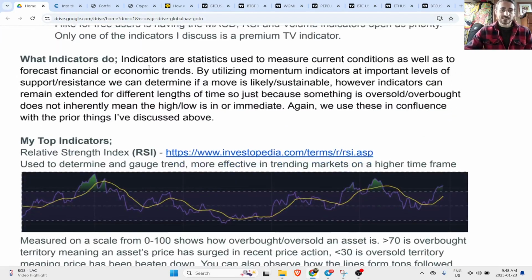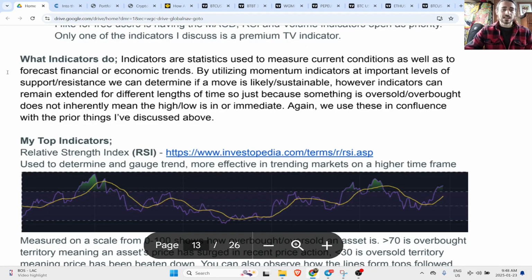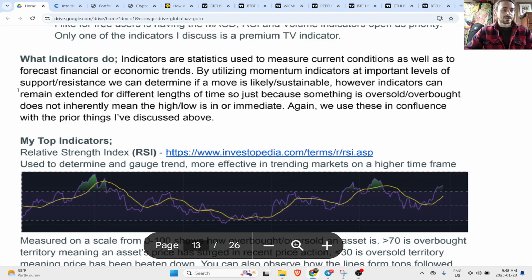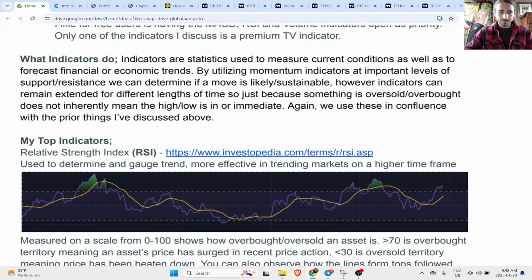And then we can see the indicators are basically statistics used to measure current conditions as well as forecast financial or economic trends. So momentum indicators just show us whether an asset is overbought or oversold, and can signal whether they're due for a bit of a reversal or trend change, that type of thing.